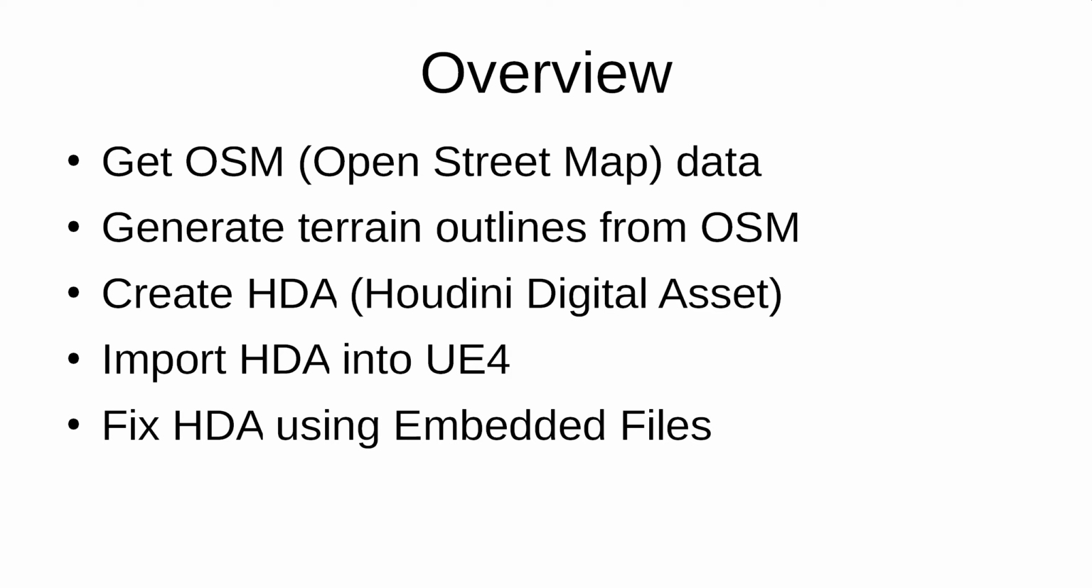So, overview. The first thing we're going to do is get the OpenStreetMap data. Then we're going to generate terrain outlines from that OpenStreetMap data. We're going to create a Houdini Digital Asset, import that asset into Unreal Engine 4, and finally fix a problem in the previous step using embedded files, which is the entire point of this video.